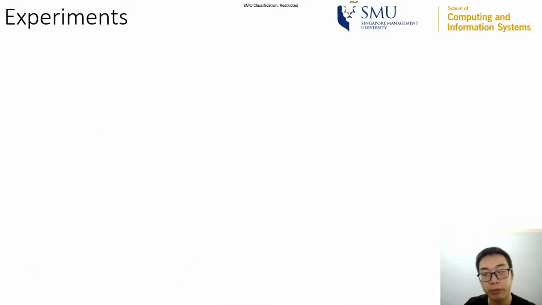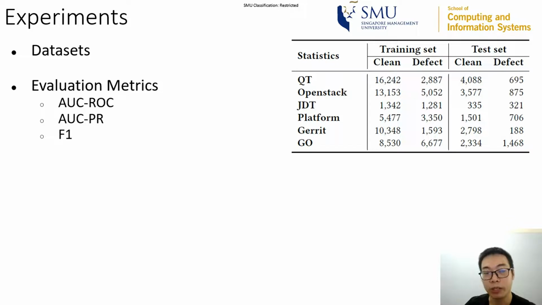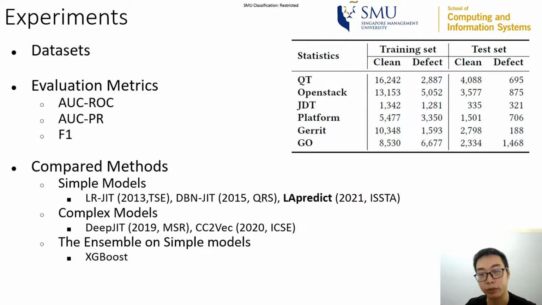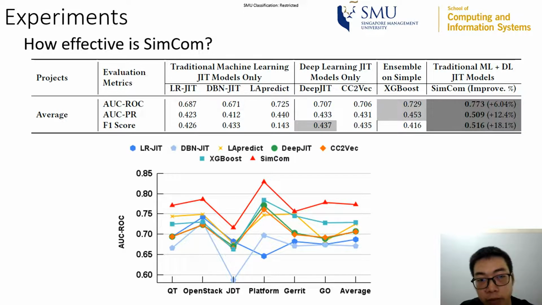Then it comes to our experimental settings. We use the same dataset used in the state of the art approach, and we evaluate methods on three widely used metrics: AUC-ROC, AUC-PR, and effort score. We compare our method with three simple models, including the state-of-the-art LA-Predict, two complex models, and one ensemble learning approach. Here is the experimental result to show the effectiveness of SynCon. As this table shows, our approach can outperform all the baselines consistently on every metric, and our method can outperform the best performing baseline by 6 to 18% in terms of the three different metrics.